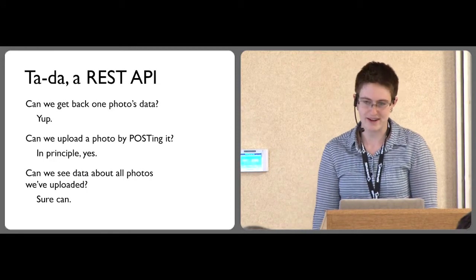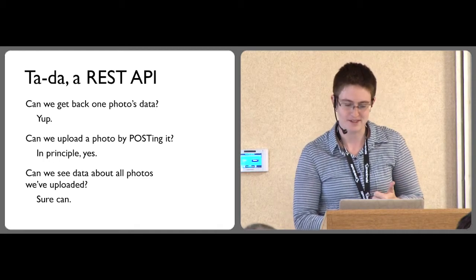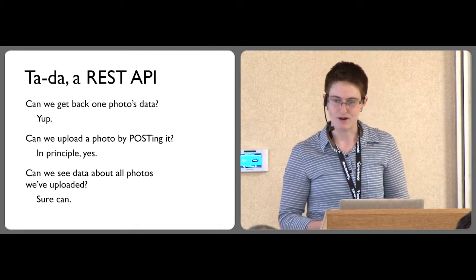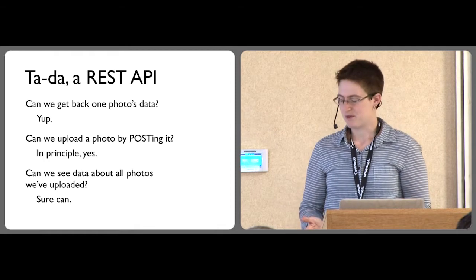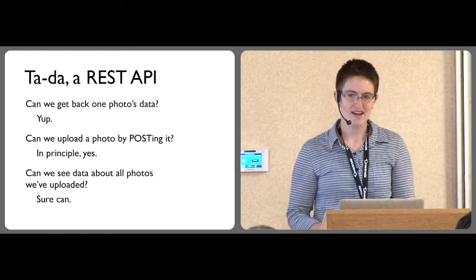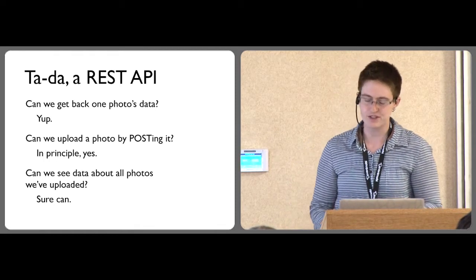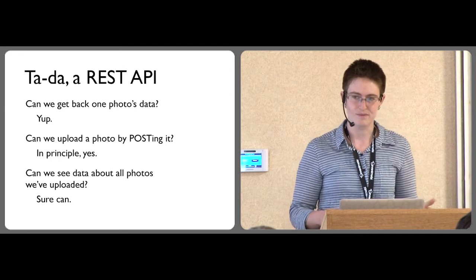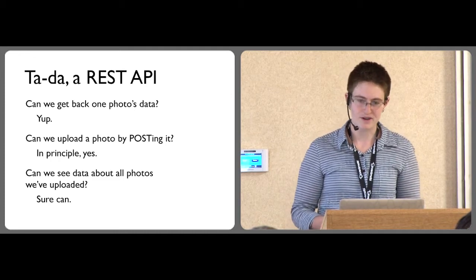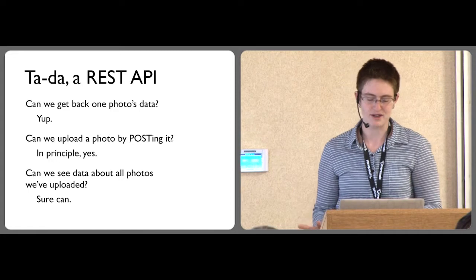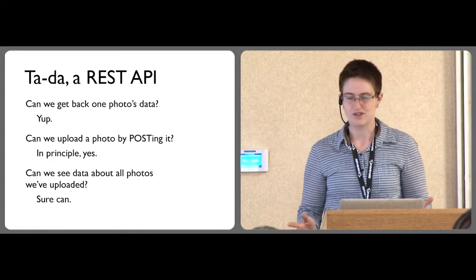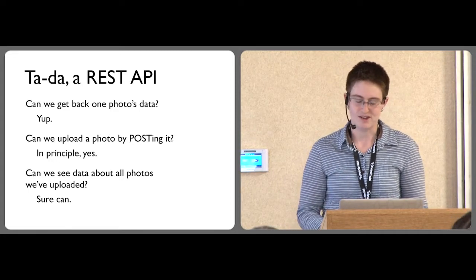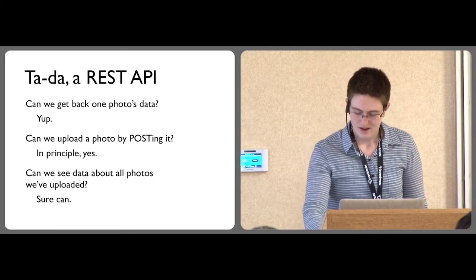I can prove it to myself. I can query for one photo's data by hitting the get URL for one photo. Can I upload a photo? Yes, I can. This isn't quite enough code to do it. You need a little more glue code to get the multi-part file encoding across, but this is 80% of the way there. And of course, you can do a list get request on all photos that you've uploaded.